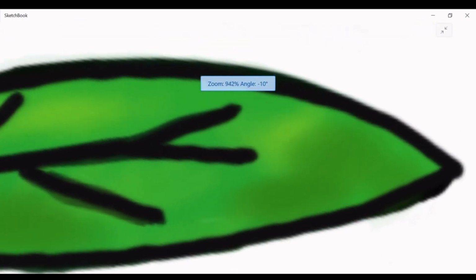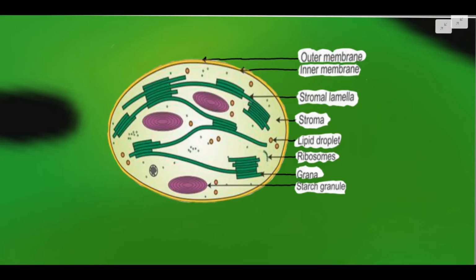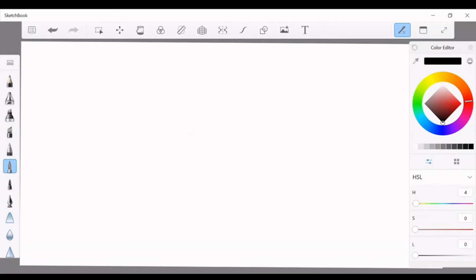Now let's have a look at the chloroplast. The chloroplast contains outer membrane, inner membrane, stromal lamella, stroma, lipid droplet, ribosomes, grana, and starch granules. So now here is the equation for photosynthesis.